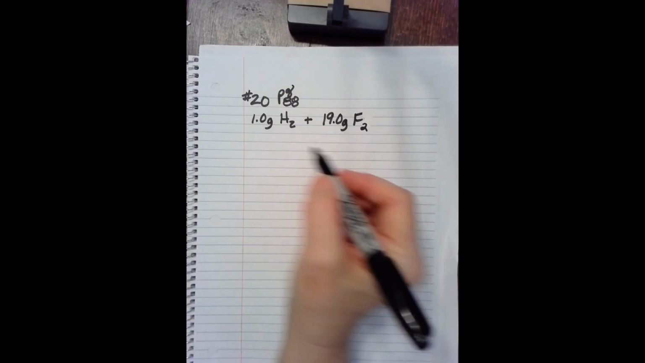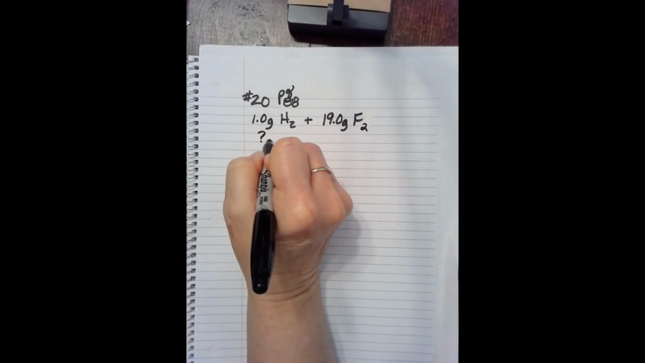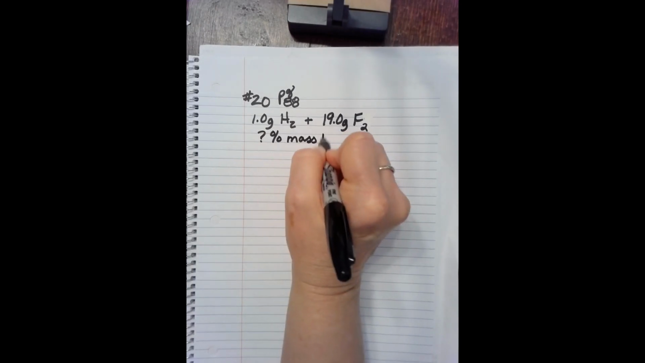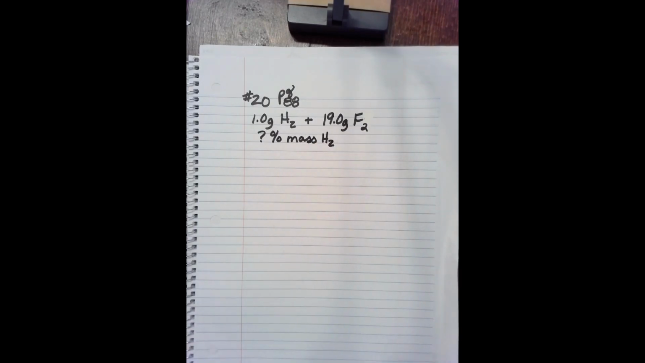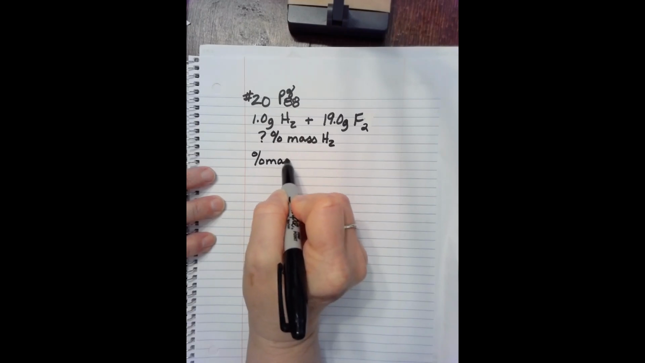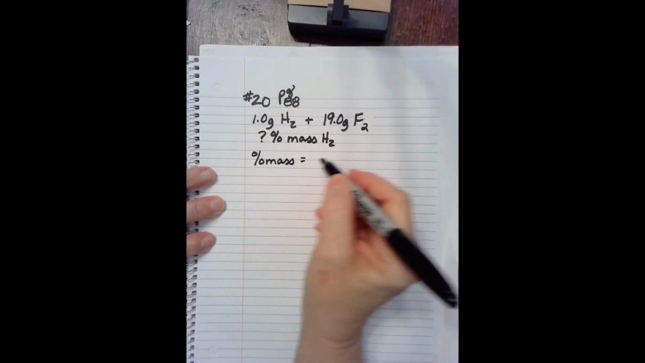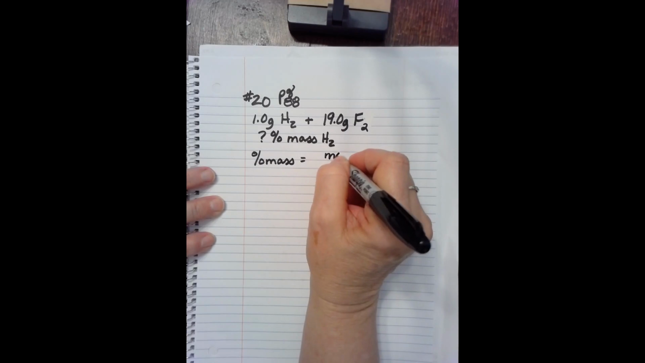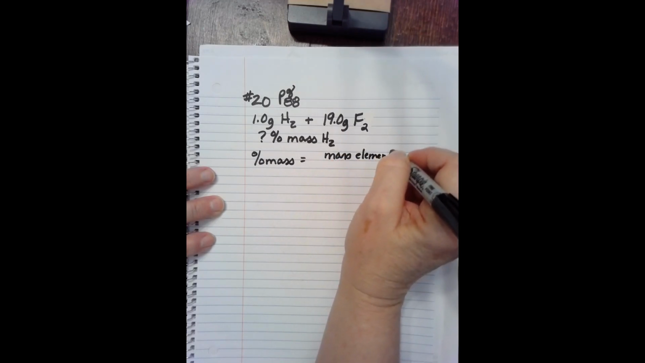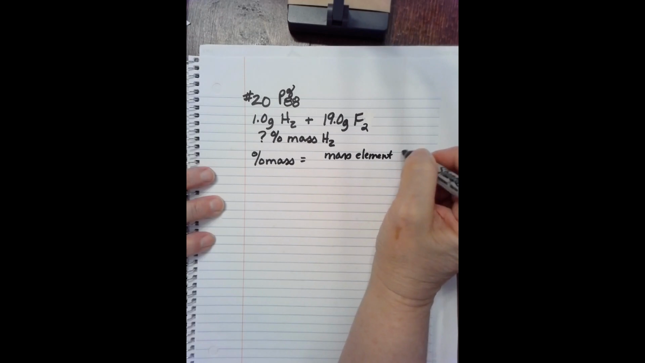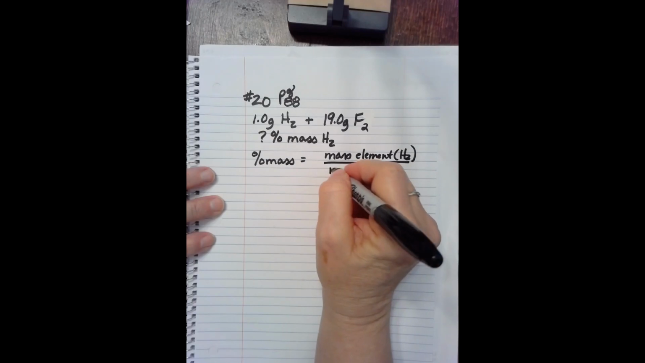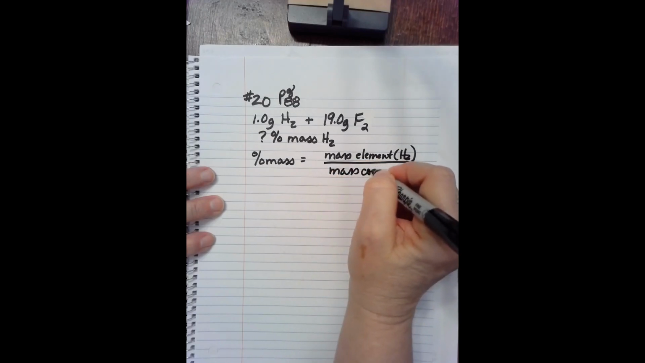And the question is, what is the percent mass of H2? Well, if you recall, the percent mass formula is mass of the element, and in this case, that's going to be the mass of hydrogen, over the mass of the compound.